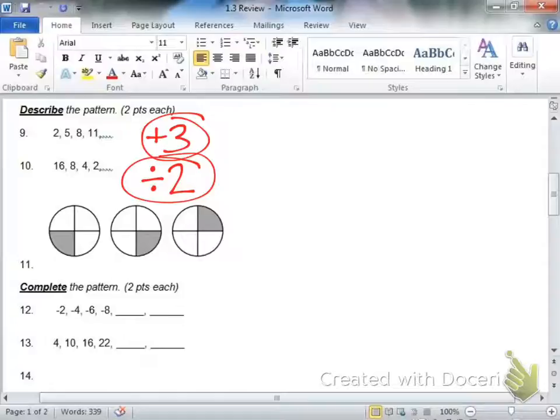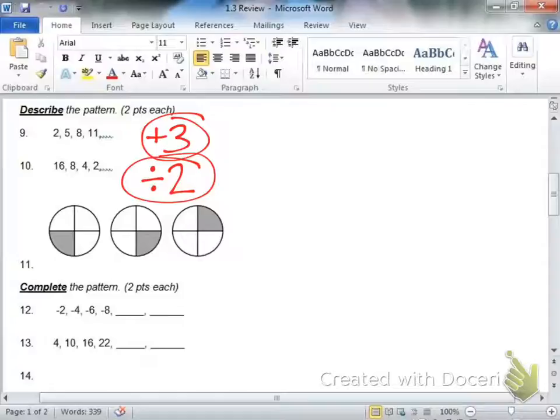So, look at number 10. Anytime the numbers are going down, you need to check either subtraction or division. Subtraction doesn't quite work on that one. So you'll notice that it's like half of the number right before it. Half is dividing by 2. On to number 11. I heard someone say the word earlier.